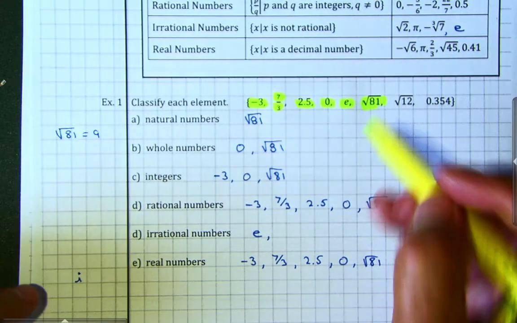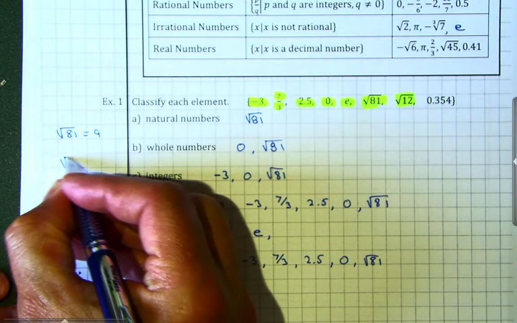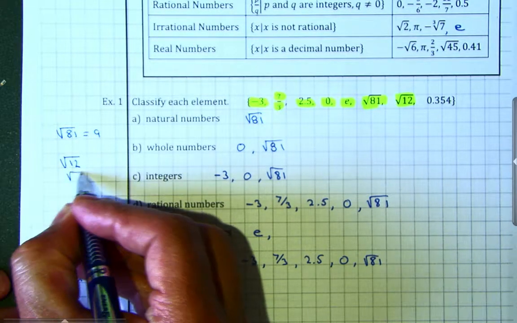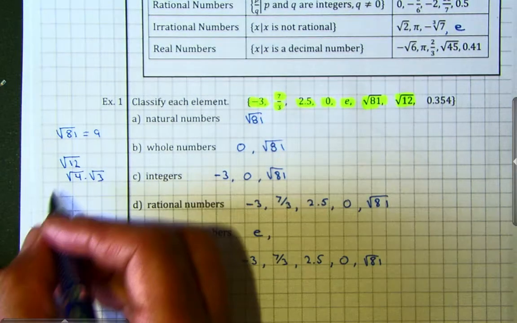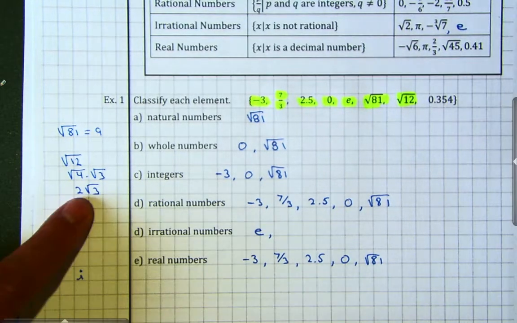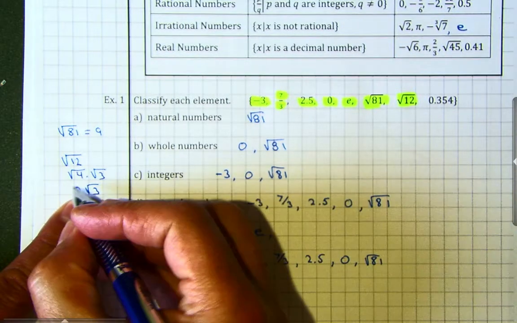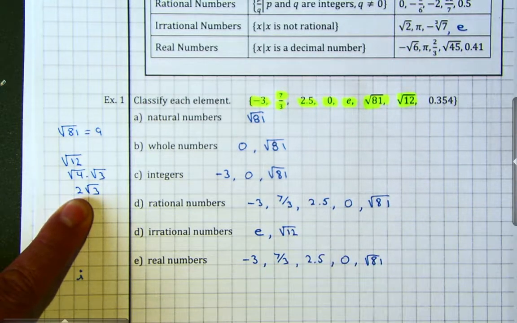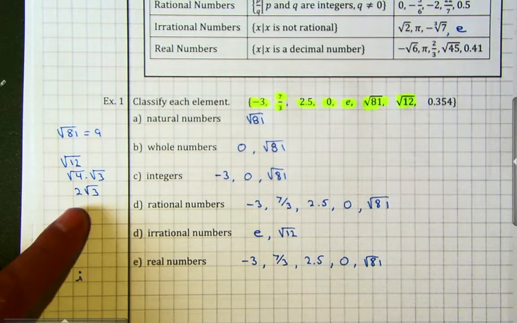Square root of 12. We can simplify square root of 12. We can break it down as the square root of 4 times the square root of 3. So therefore, square root of 4 is 2, square root of 3. Square root of 3 is an irrational number, so therefore that makes this square root of 12 an irrational number. And it's also a real number.